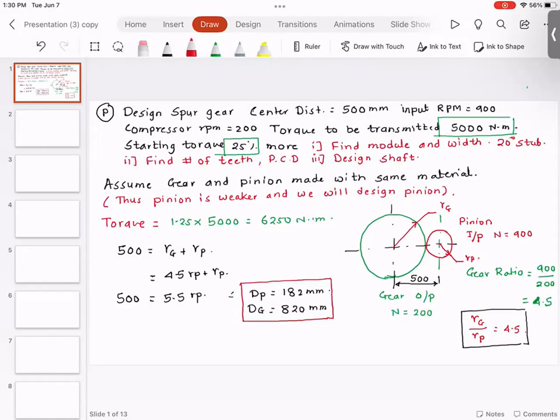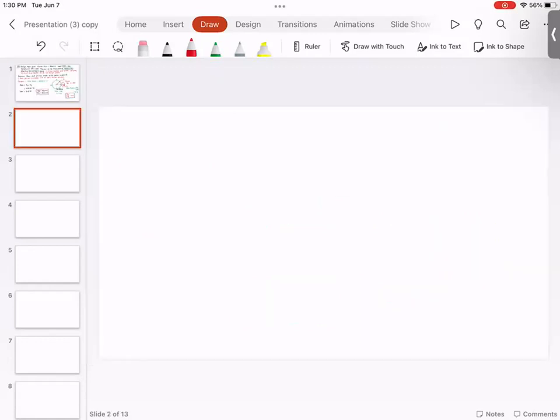We got two equations and we got two unknowns, so we can actually solve this problem. The next thing we want to do is find out the pitch line velocity.